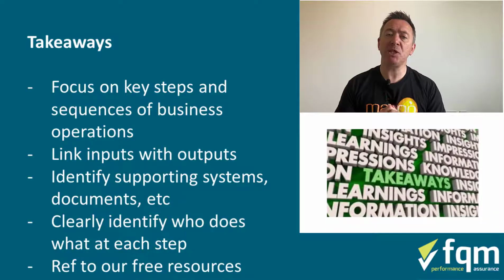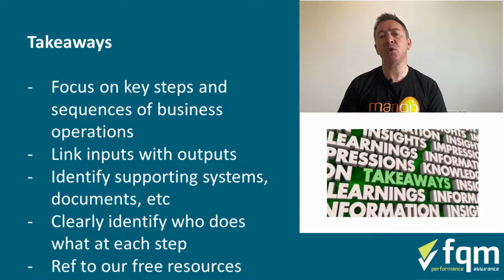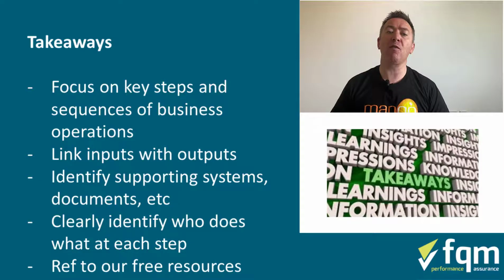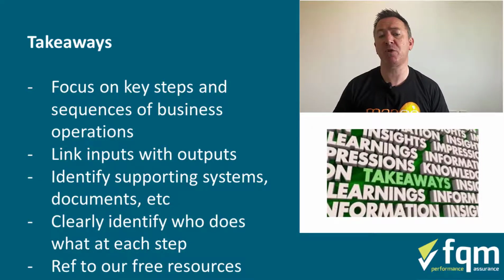So I've now stepped back and really want to talk to you about what the takeaways are here. Business process mapping focuses on key steps and sequences of business activities for our operations. It links inputs and outputs and clearly is able to identify supporting documents, systems, and other things that are required for these activities to happen. It clearly identifies who does what, and it's important that it gives a clear, demonstrable process that people can follow.